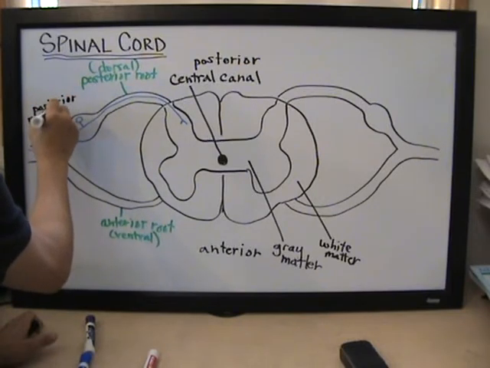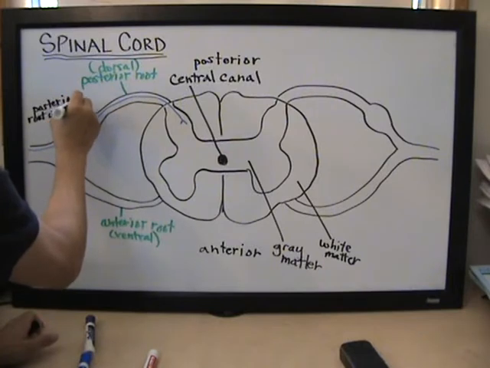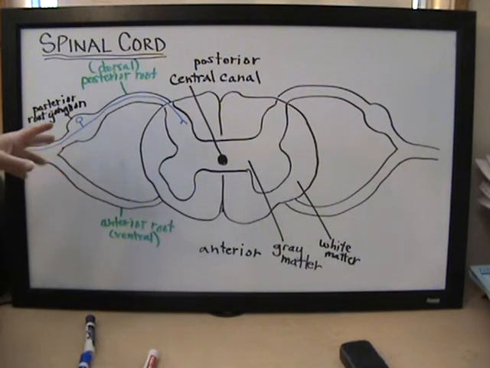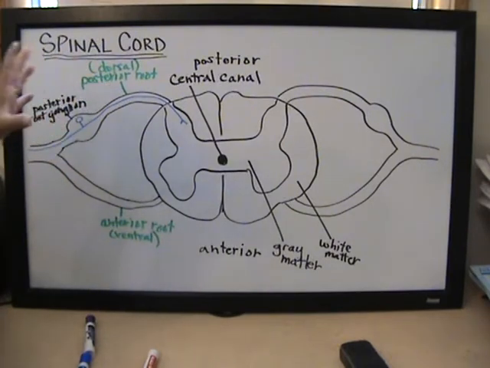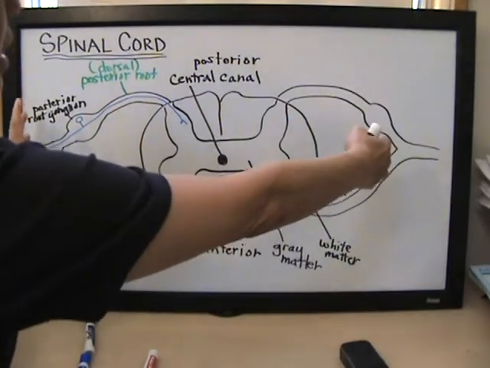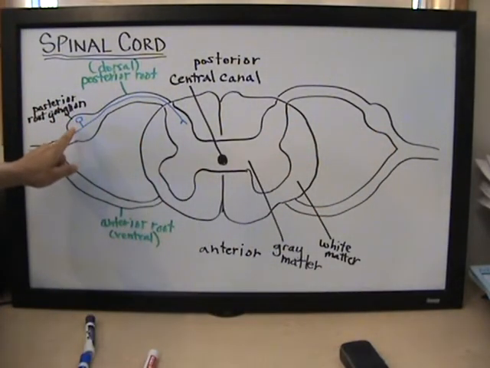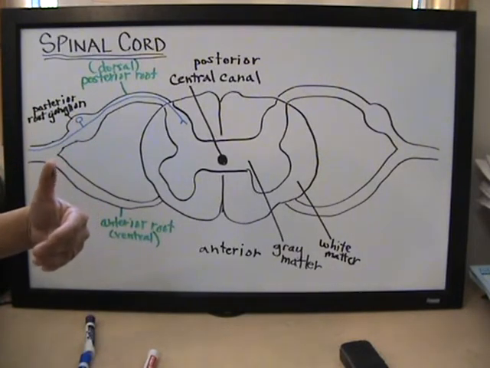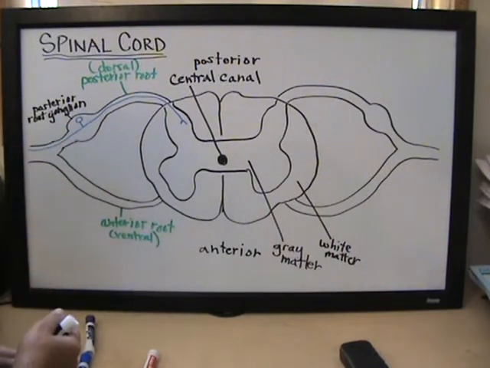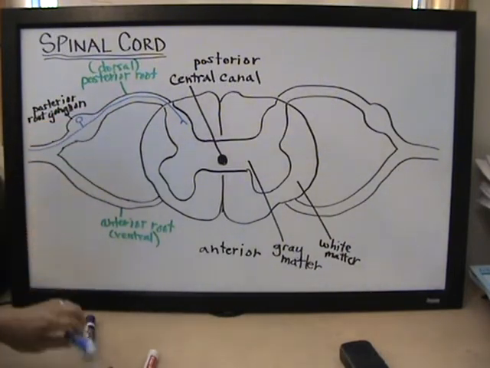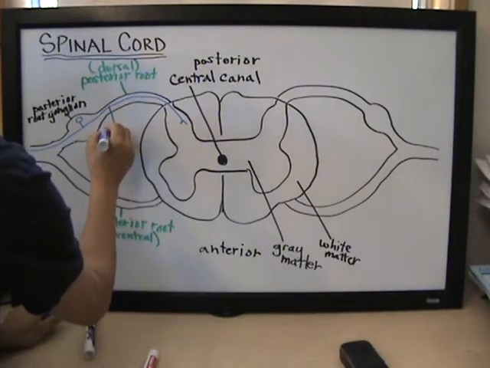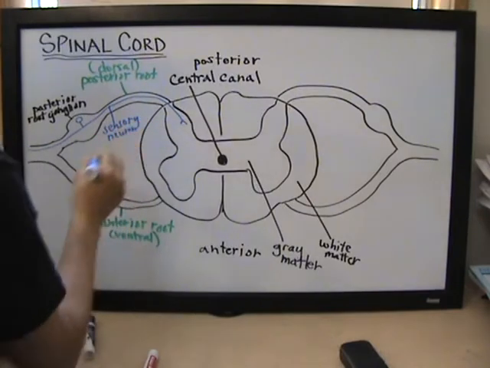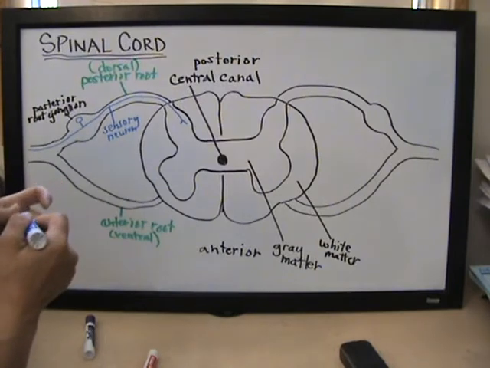Now, a ganglion is an area where there's a collection of cell bodies in the peripheral nervous system. So outside the brain and spinal cord, a collection of these cell bodies is called a ganglion. Inside the central nervous system, they're called nuclei, a collection of cell bodies. So here we have our sensory neuron, with its little cell body sitting here in the ganglion.